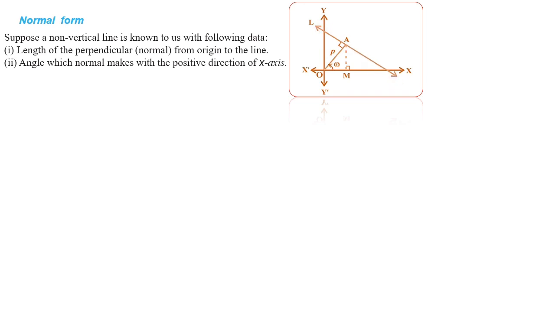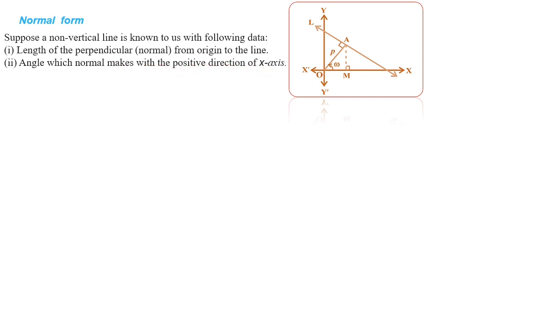And there are two conditions available for us. The length of the perpendicular, that is called the normal. Perpendicular is called normal, that is why it is mentioned as normal form. The length of the perpendicular from the origin to the line. See, this is the origin, and the distance of the line from the origin is given to us. Then the angle which the normal makes with the positive direction of the x-axis.